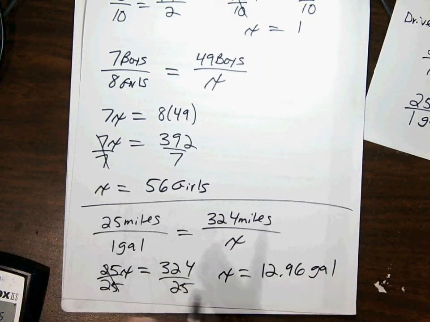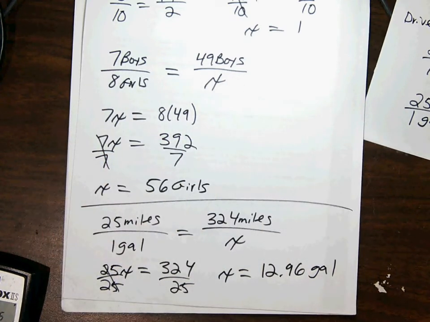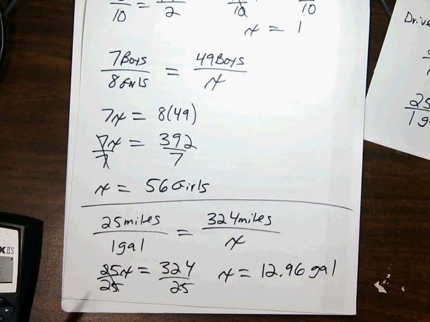Okay, we're assuming this constant rate throughout. We're assuming the constant proportion of boys to girls throughout. That's what a proportion is. It's a constant rate, and you're just finding another relationship. It's like you're unreducing a fraction, right?